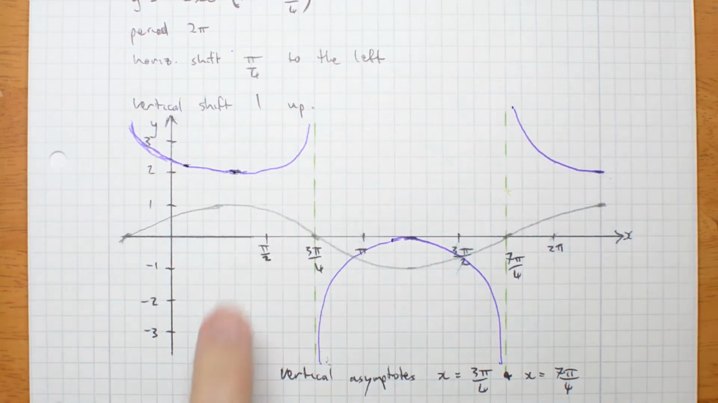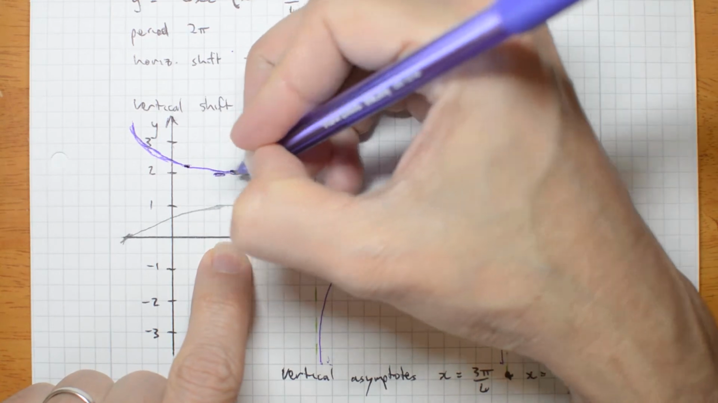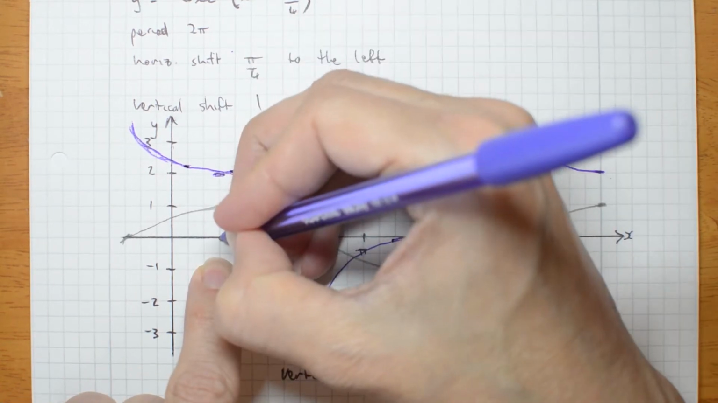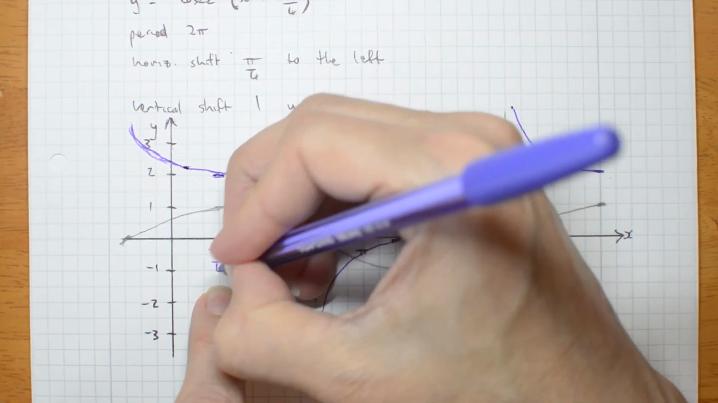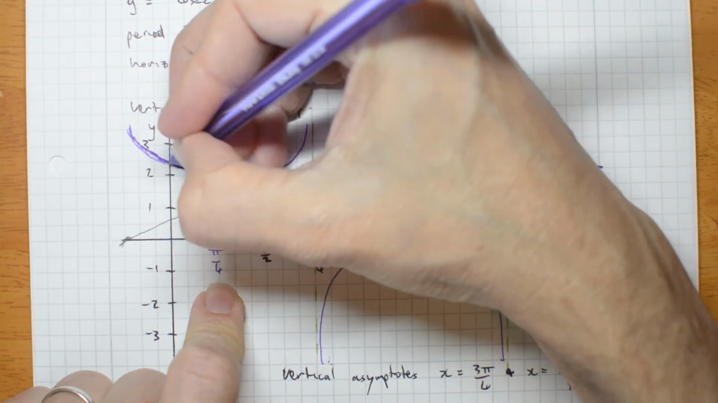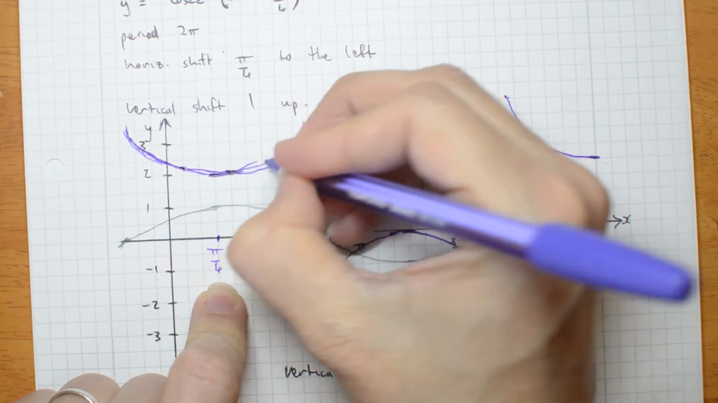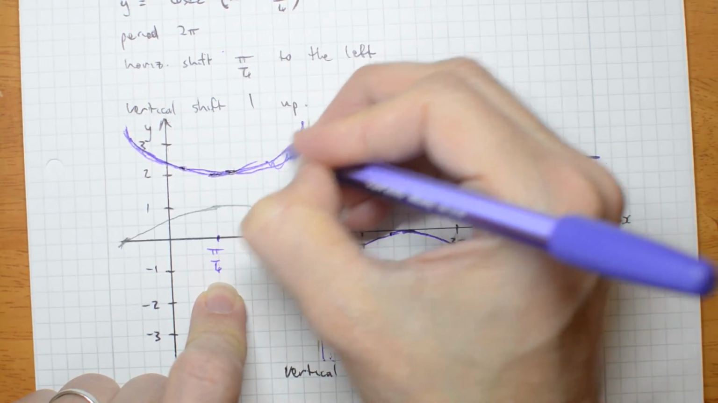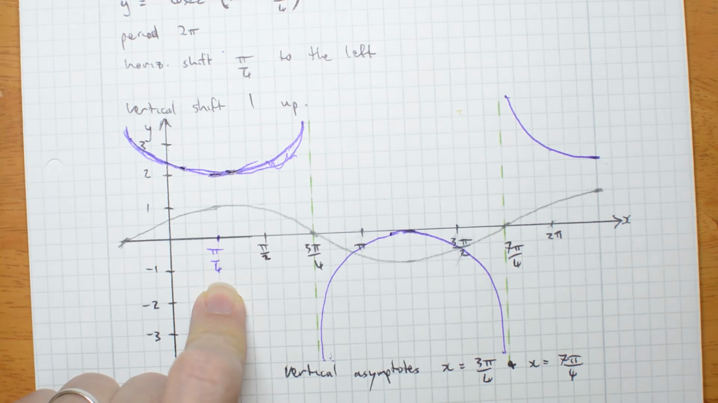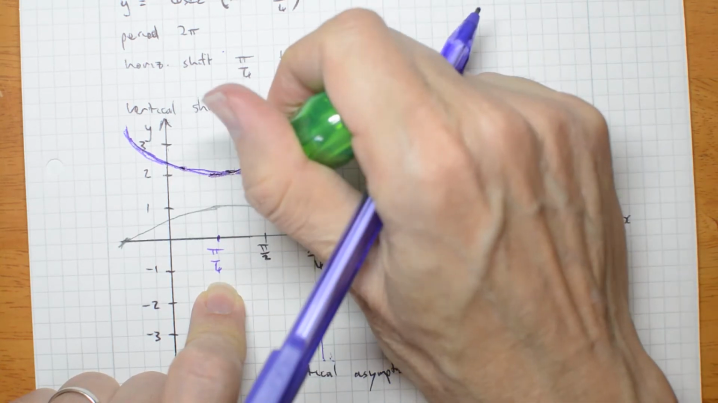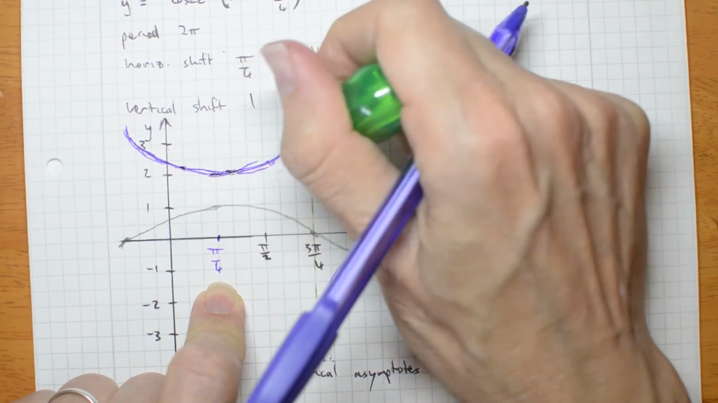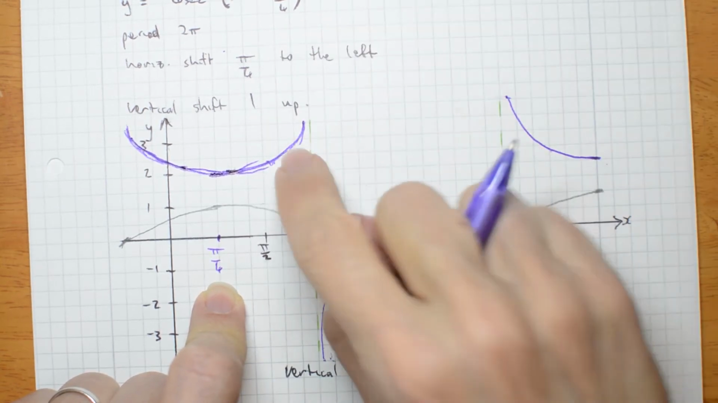Oh, I know what I've done wrong. The 0 should have been here, not here, at pi on 4. So it should come down like that, not like this, and then back over like that. That would make more sense to me. I'm going to try and hide some of my mistaken graph. Sorry about that.